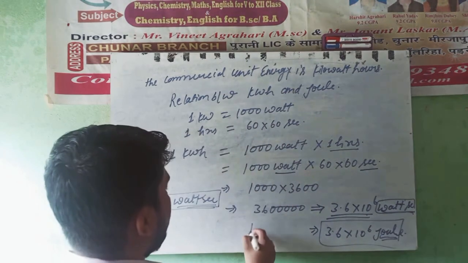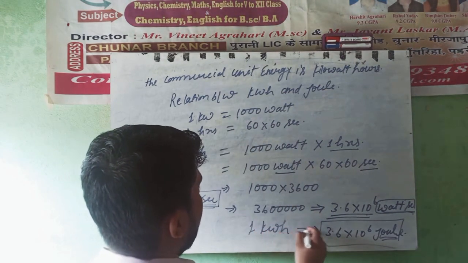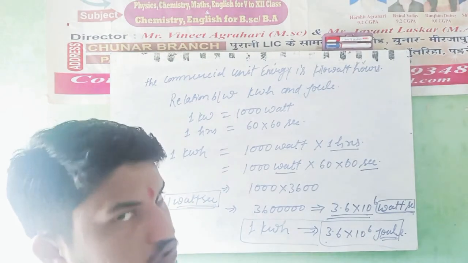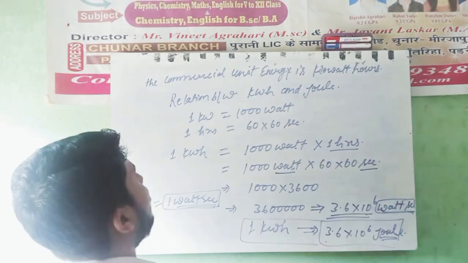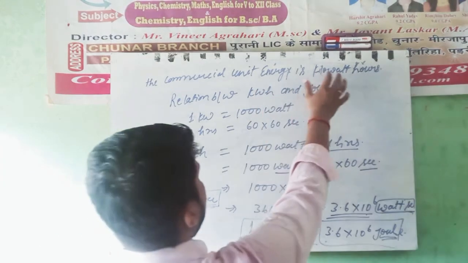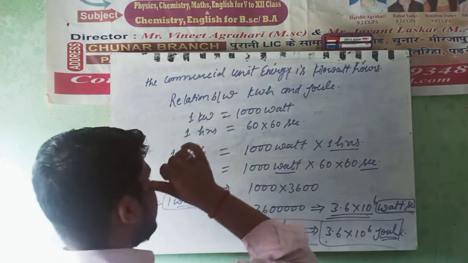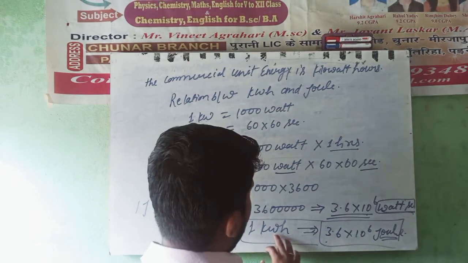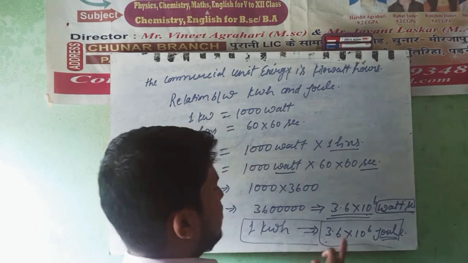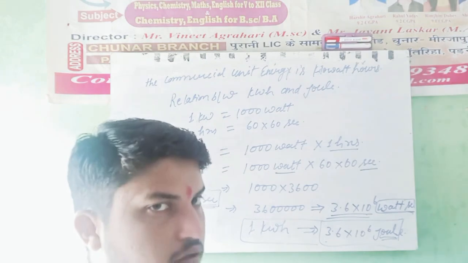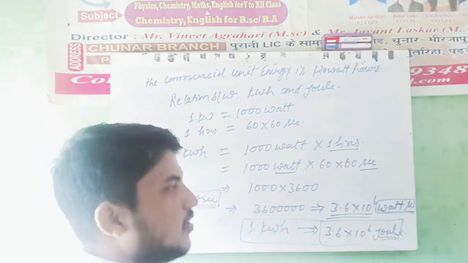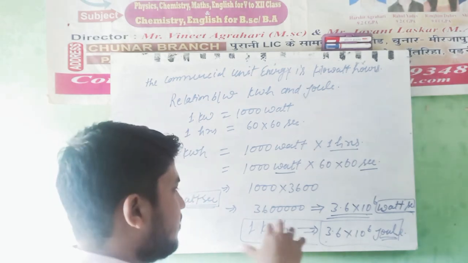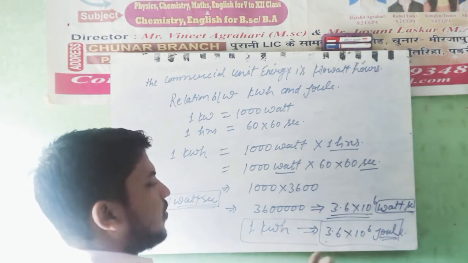So 1 kilowatt hour is equal to 3.6 into 10 to the power 6 joule. Okay students, this is the commercial unit of electric energy. Kilowatt hour can be expressed in terms of joule: 1 kilowatt hour is equal to 3.6 into 10 to the power 6 joule. So this is all about electrical energy consumed, its unit, and the relation between kilowatt hour and joule.